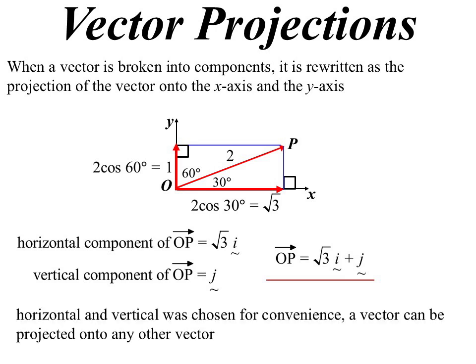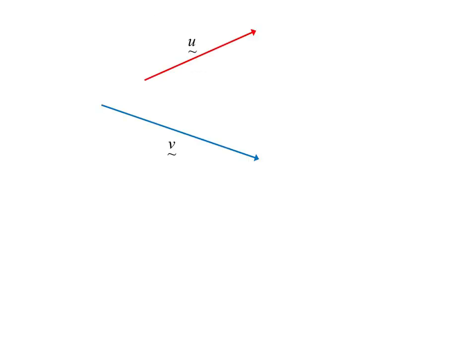So horizontal and vertical was nice and convenient because of our coordinate axes, and then we can use coordinate geometry ideas and things like that if we need to. But it doesn't have to be horizontal and vertical. The key is we just want two things that are perpendicular to each other. So say I did something like this. I've got this vector u, and I want to project it onto this other one, v, and it's not horizontal and it's not vertical. How would I do it?